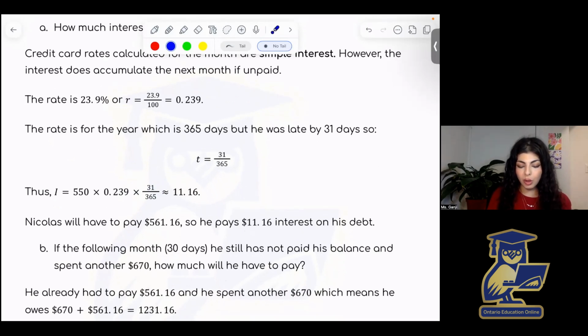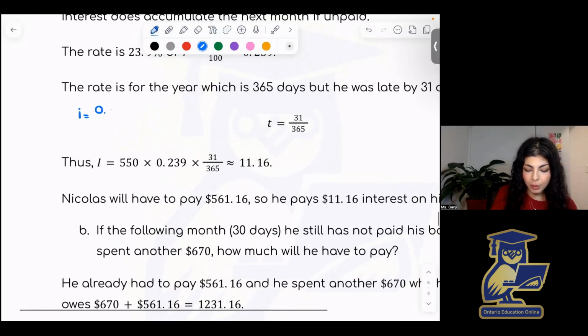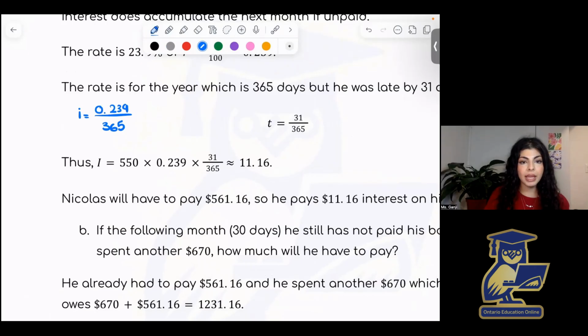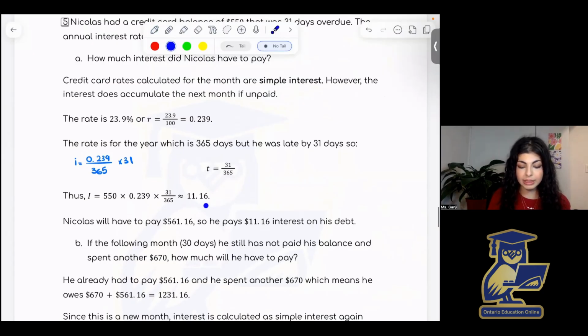Or you could have also thought of this as the interest rate per that period, which is the day, is 0.239 divided by 365. And then you're thinking, oh, how many days was this accumulated? 31 days. So times 31. And really, this is just this denominator moved from here to here. The same answer is produced. And the interest is $11.16. So he has accumulated $11.16.